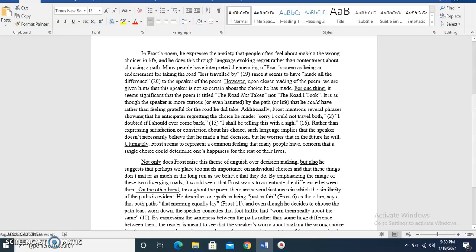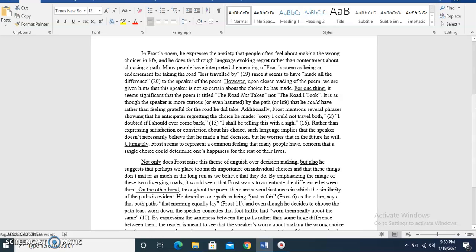Additionally, Frost mentions several phrases showing that he anticipates regretting the choices he made. Quote, sorry I could not travel both. Quote, I doubted if I should ever come back. Quote, I shall be telling this with a sigh. Rather than expressing satisfaction or conviction about his choice, such language implies that the speaker doesn't necessarily believe that he made a bad decision, but he worries that in the future he will. Ultimately, Frost seems to represent a common feeling that many people have, concerned that a single choice could determine one's happiness for the rest of their lives.